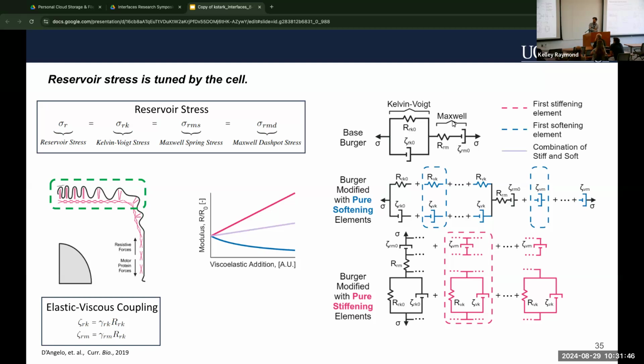Finally, we couple our springs with our dashpots with an elastic viscous coupling. It's a very simple linear relationship. This is actually found from experimental measurements. And so we directly use that.